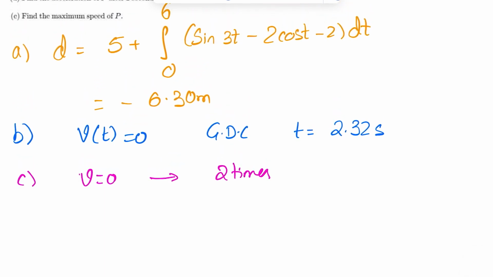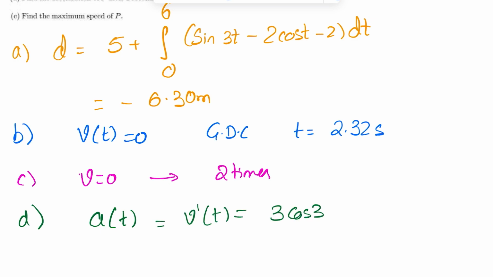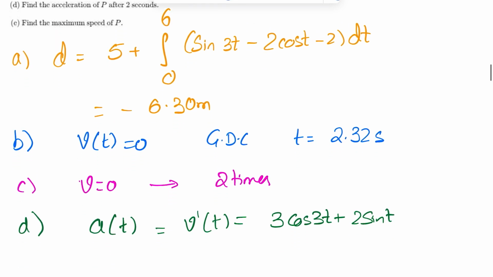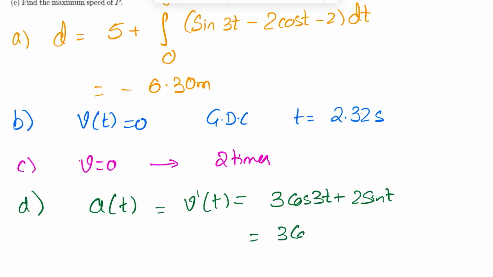Then part D. Find the acceleration. Acceleration means nothing but what? It is the derivative of velocity. So it becomes 3 cos 3t plus 2 sin t. And acceleration at 2 seconds: so 3 cos 6 plus 2 sin 2. Simplify that, you should be getting 4.70 meters per second squared.